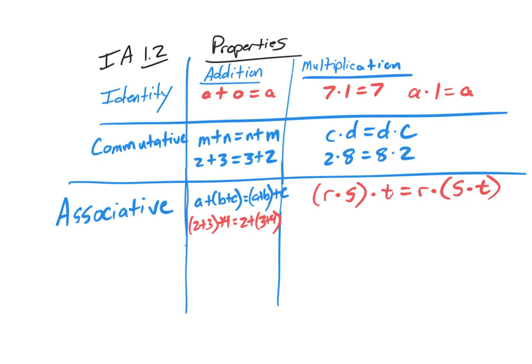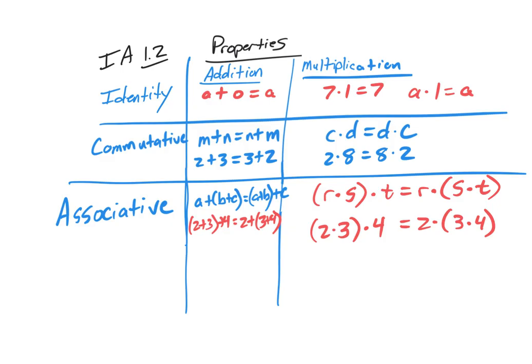If I put some numbers in here, if I go through and do the math here, 2 times 3 is 6, 6 times 4 is 24. Over here, I'm going to do the parentheses first. 3 times 4 is 12, 2 times 12 is also 24. So we did the multiplication in a little bit different order, but we still get to 24. Okay? So order does not matter, parentheses don't matter.